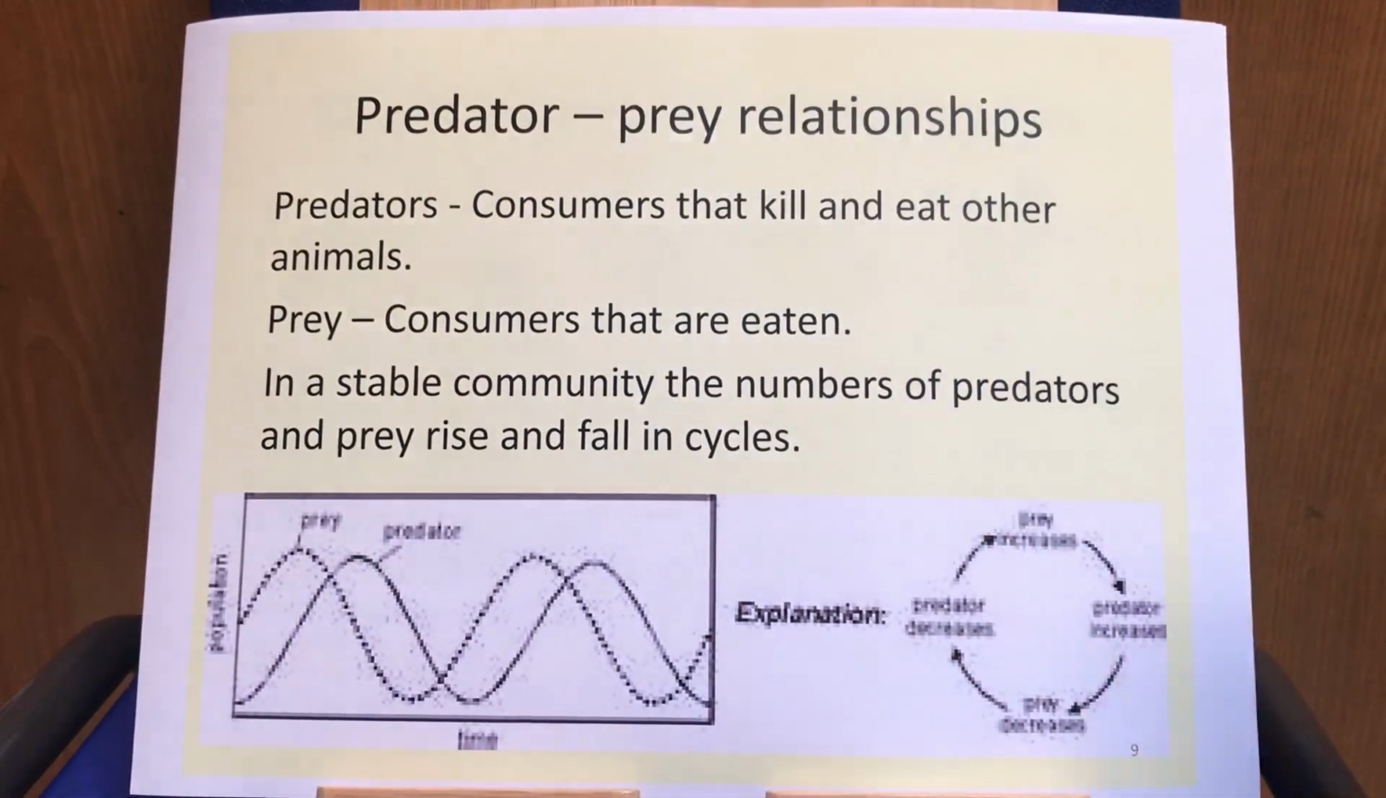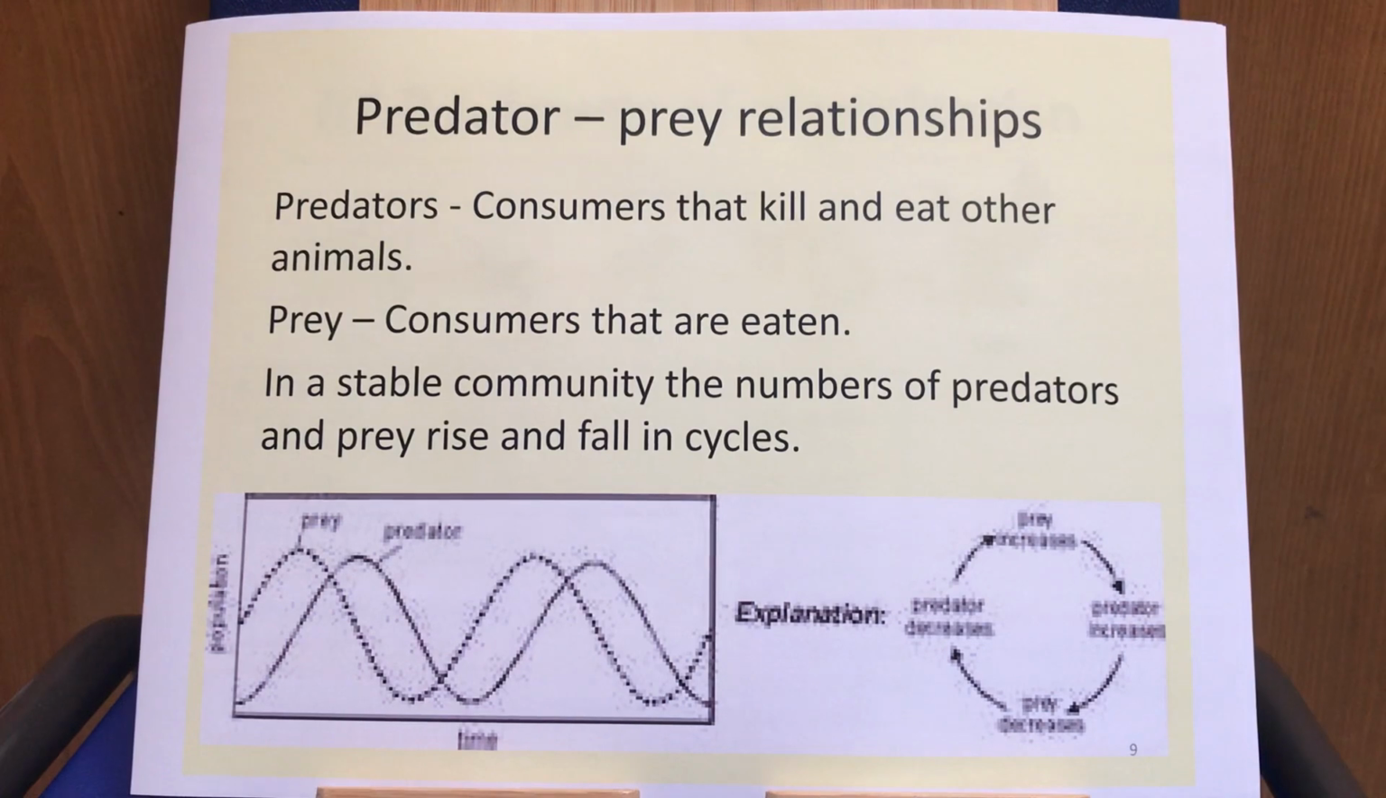Sometimes we have cyclical relationships. Okay, cyclical means it goes in a cycle, and this is called succession. So even though the numbers of the predator and the prey fluctuate, they go up and down, we can still call this a stable community because we can see those movements, those changes in numbers happens in a very predictable way. So we've said already, predators kill and eat other animals. Prey are consumers that are eaten.